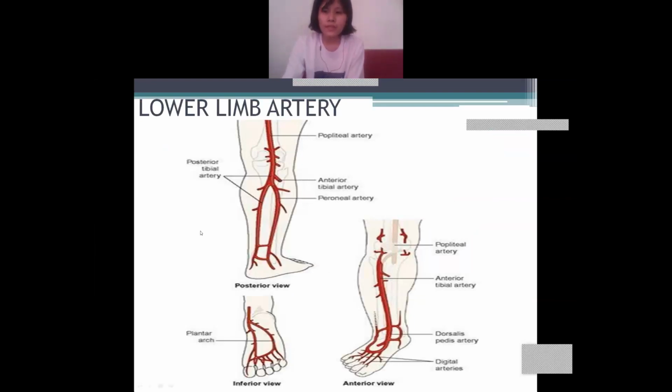So this is the lower limb vessel, the artery. You always remember limb means the extremities. What are the extremities that you have? That is your hands and the legs. Understand? So the lower limb will be your legs. So in the legs, what are the arteries? What are the names of the arteries? How does the blood flow exactly in your arteries? We will be discussing now.